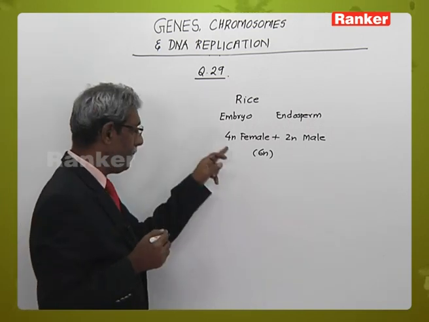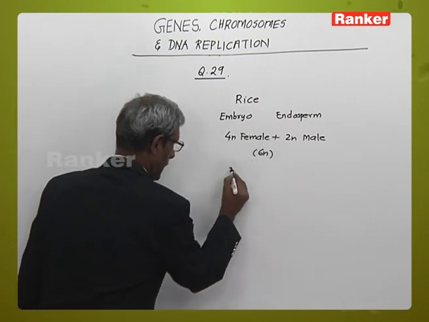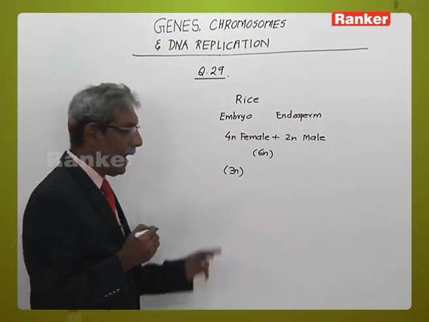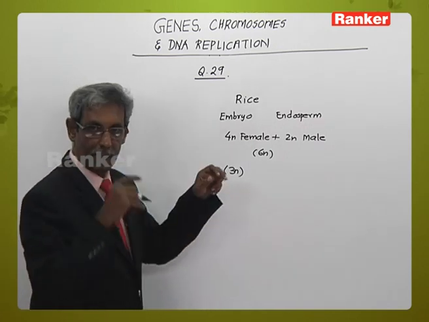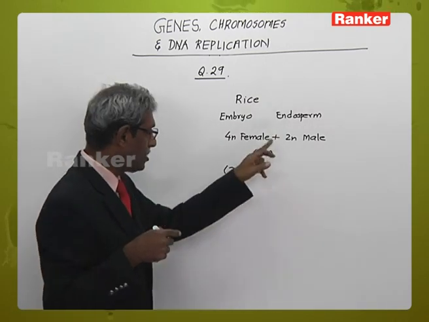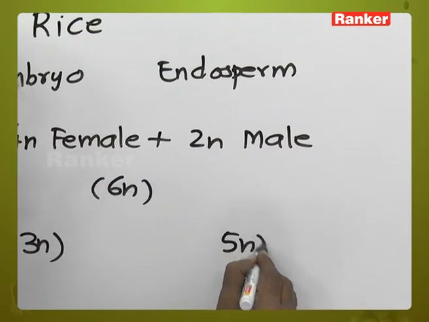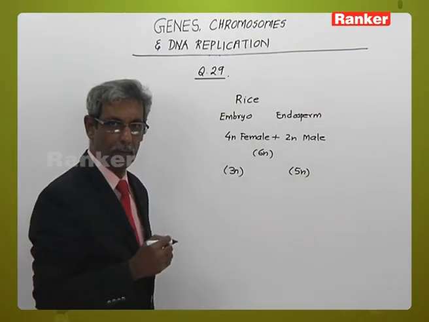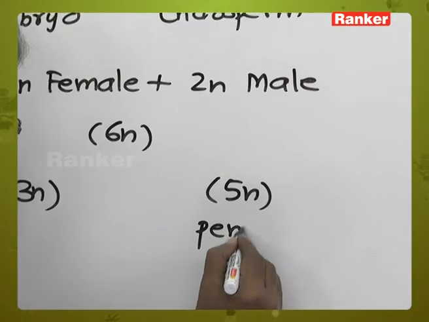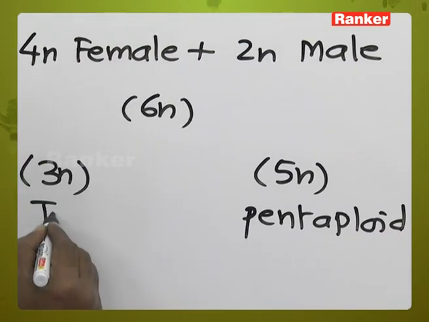Now, when you take the embryo because it is 6n, it is reduced, it becomes 3n. Embryo becomes 3n, and here in this case, the endosperm primarily has 5n. So, thereby here this region is termed as pentaploid and this is termed as triploid.